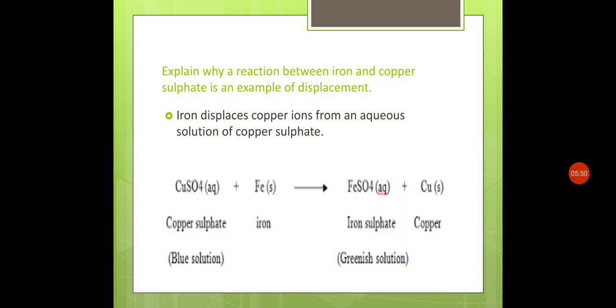Explain why a reaction between iron and copper sulfate is an example of displacement. Copper sulfate reacts with iron and it produces iron sulfate plus copper. The iron displaces copper ions from an aqueous solution of copper sulfate. So it is a displacement reaction.